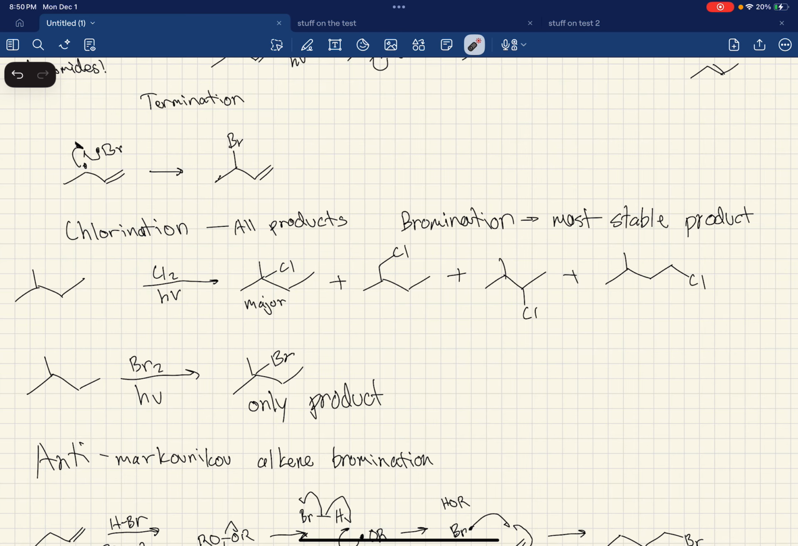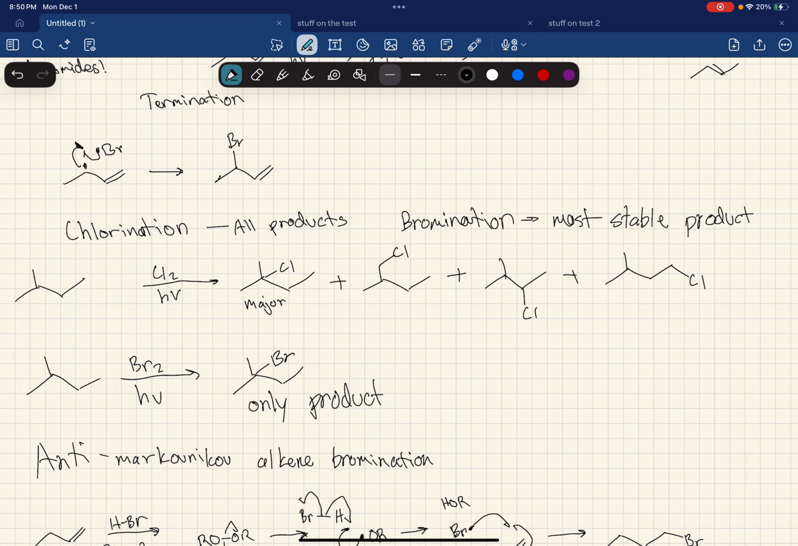So if you look at this molecule, we can have a radical right here, radical right here, radical right here, radical right here. This and this are the same, so it's only one of these. With bromination, you're going to form the most substituted radical, where you're going to end up with this radical, which then is going to form that.